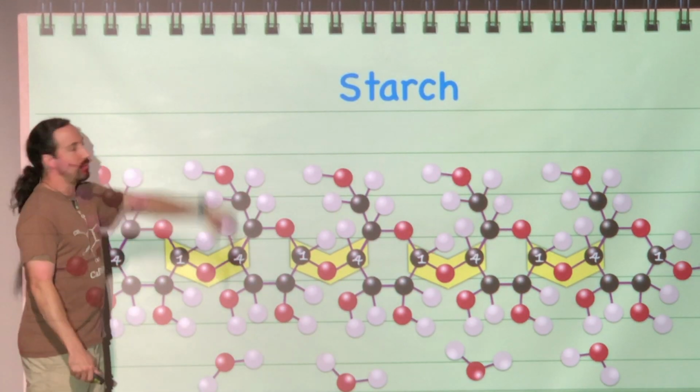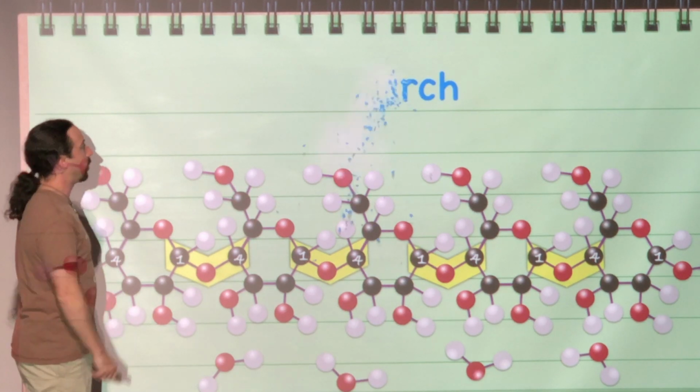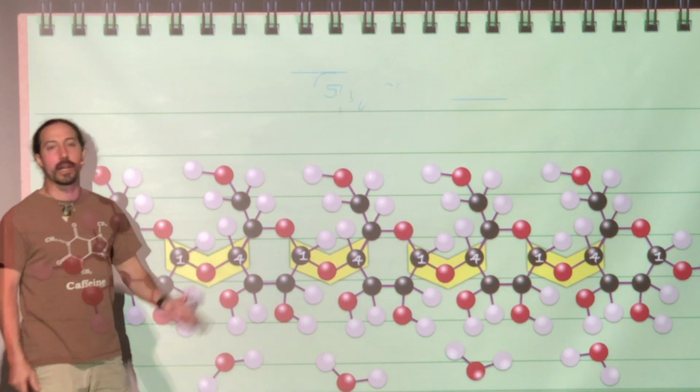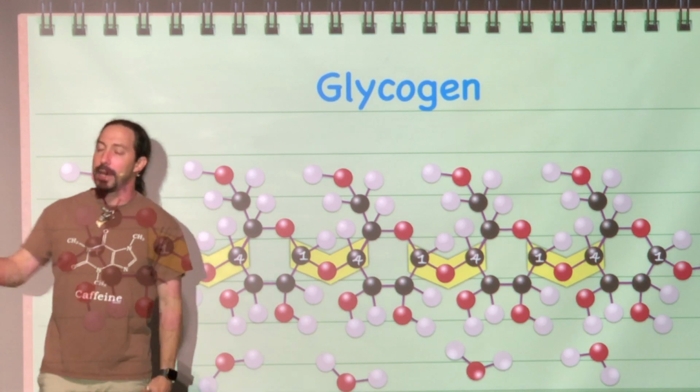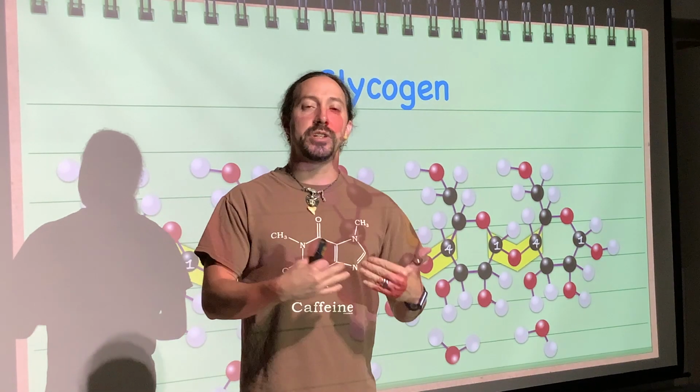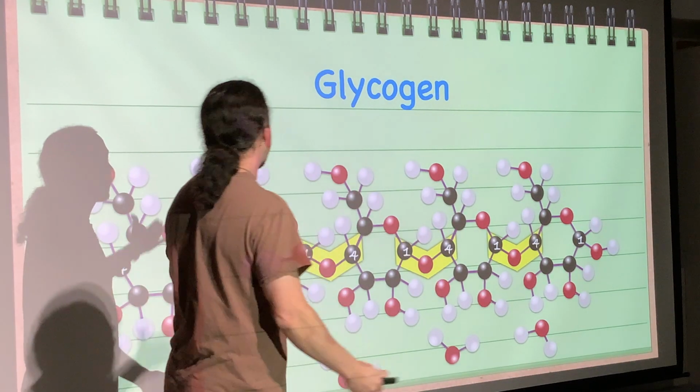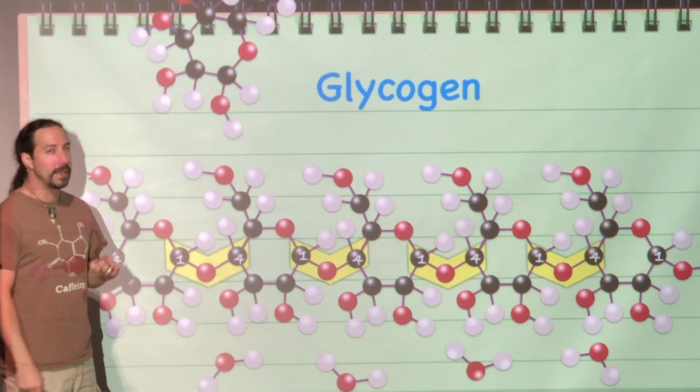So we're going to not look at starch for a second. We're going to actually look at another polysaccharide called glycogen. Now, glycogen is used for energy storage for animals. And what occurs here is that one big difference.